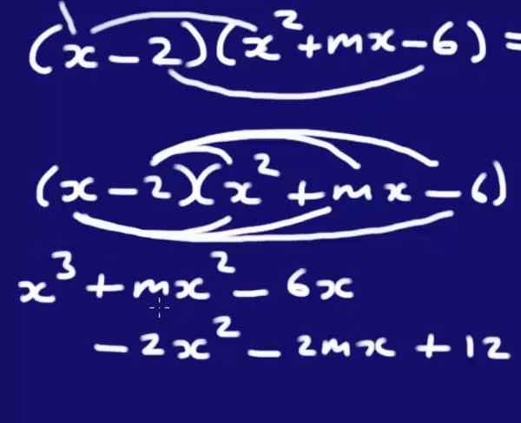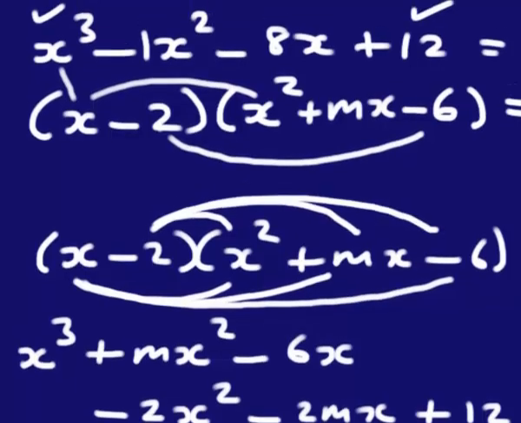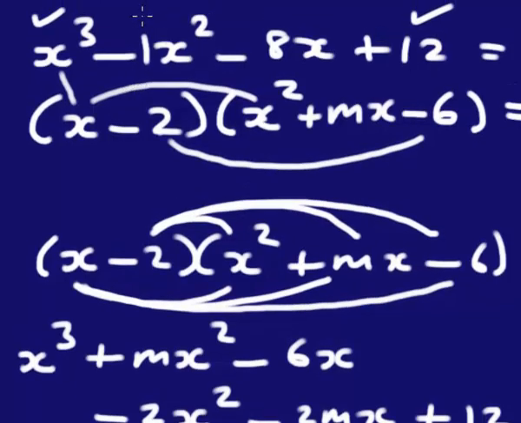Now, we've got to establish, well look, we've got an mx squared here and a negative 2x squared here, but in the original, we only have one x squared term. Do you see that there? The 1x squared term is this guy, negative 1x squared.